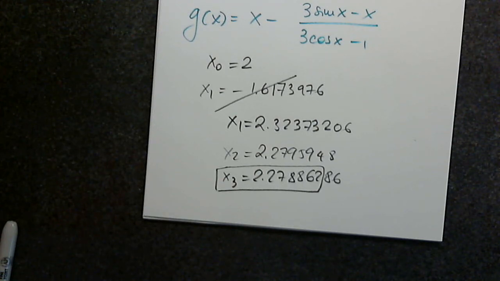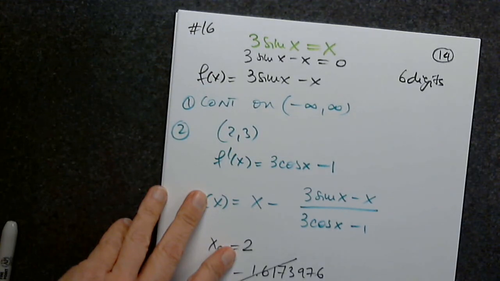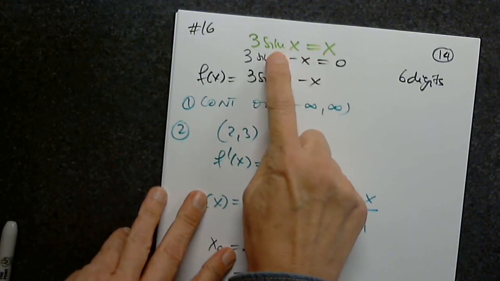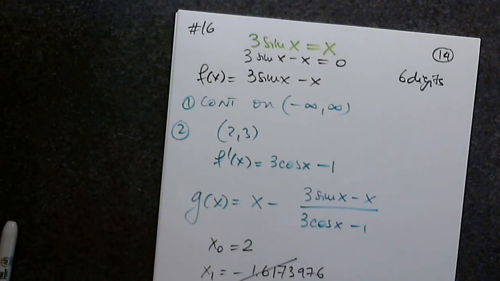You're not plugging this into Newton's method, but into the original function. So we're basically finding the x-intercept, the solution of this equation. If you want to check, you plug in what we just determined, 2.278862 radians, and both sides will be the same with a minor error, of course. Any questions?